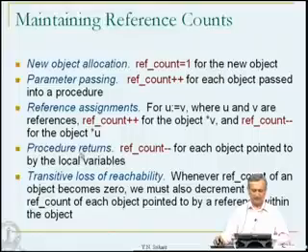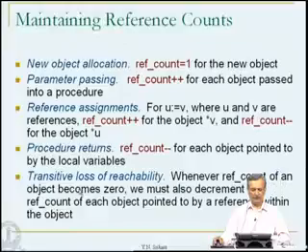Procedure returns. So, for returns, reference count minus minus for each object pointed to by the local variables, this is what I was saying. Once the procedure returns, all the local variables which are pointing to some objects are not available anymore. So, reachability reduces. So, reference count minus minus for each object pointed to by the local variables. Transitive loss of reachability, this is what I showed just now.